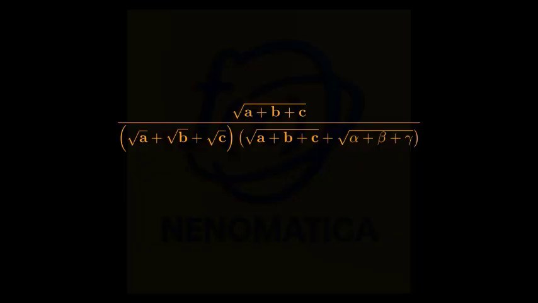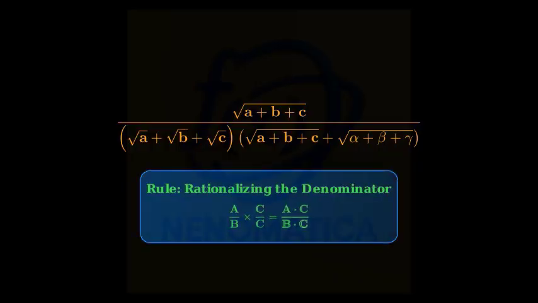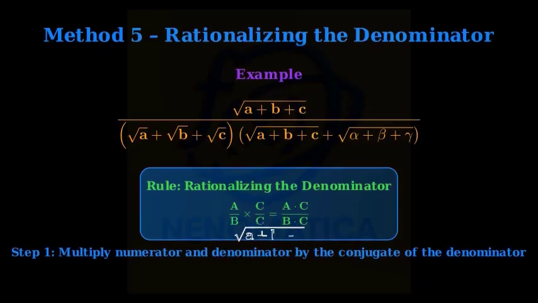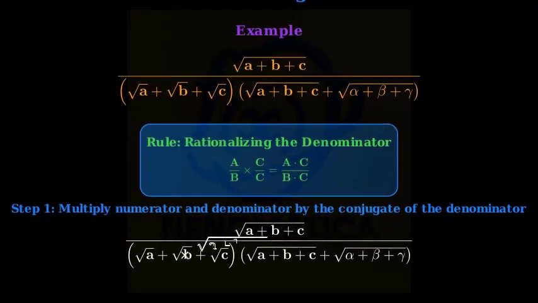Rationalizing the denominator. The idea is to multiply by 1 using a helpful form of 1. We will multiply numerator and denominator by the conjugate of the second factor in the denominator. This introduces a difference of squares in the denominator.